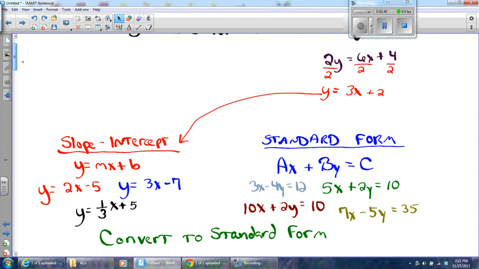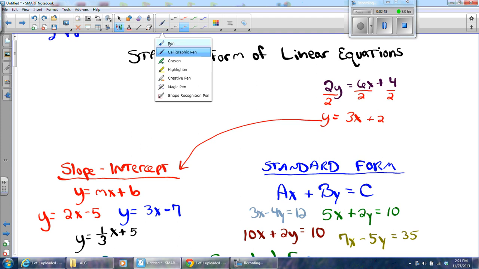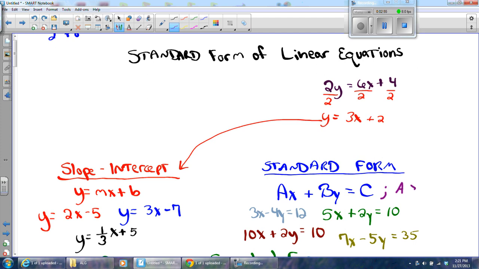Oh, there's something I forgot to tell you. When you're in standard form, A must be positive. So A has to be greater than 0. The A must be positive.